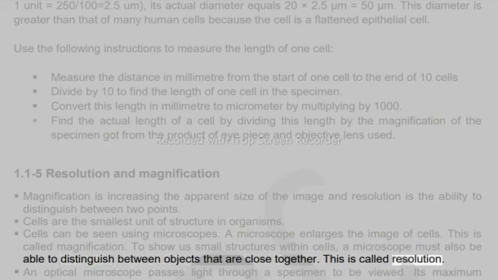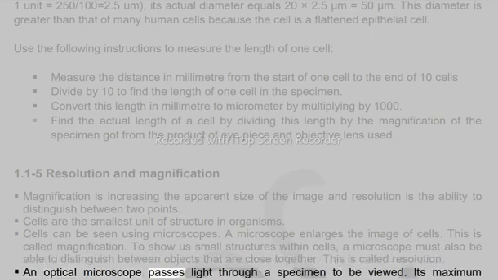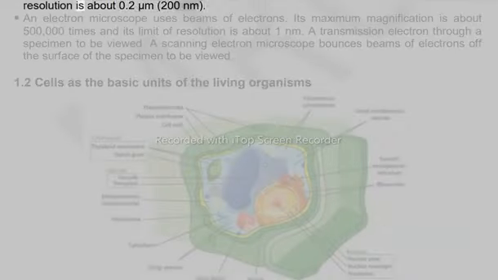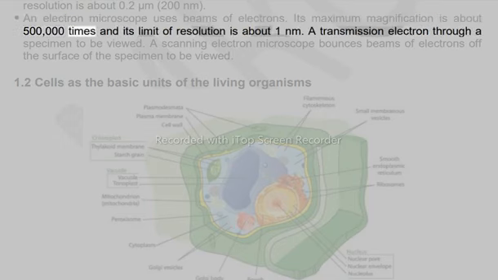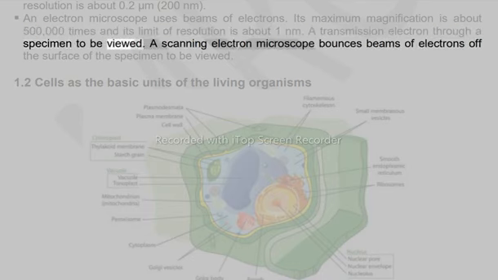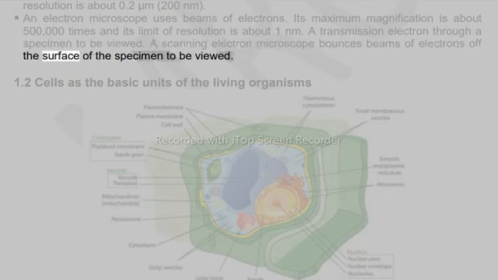This is called resolution. An optical microscope passes light through a specimen to be viewed. Its maximum resolution is about 0.2 micrometers, 200 nanometers. An electron microscope uses beams of electrons. Its maximum magnification is about 500,000 times and its limit of resolution is about 1 nanometer. A transmission electron microscope passes electrons through a specimen to be viewed.